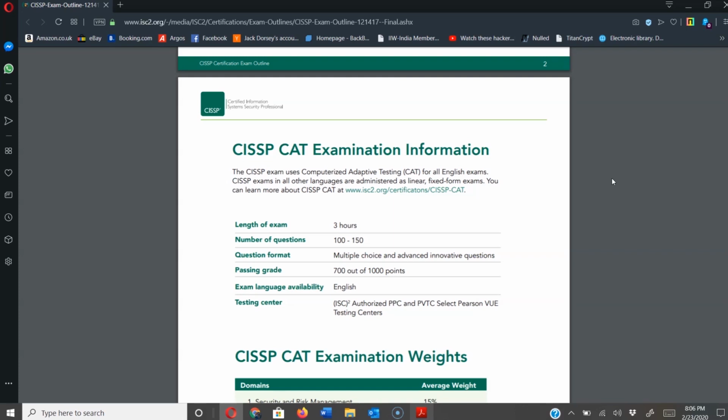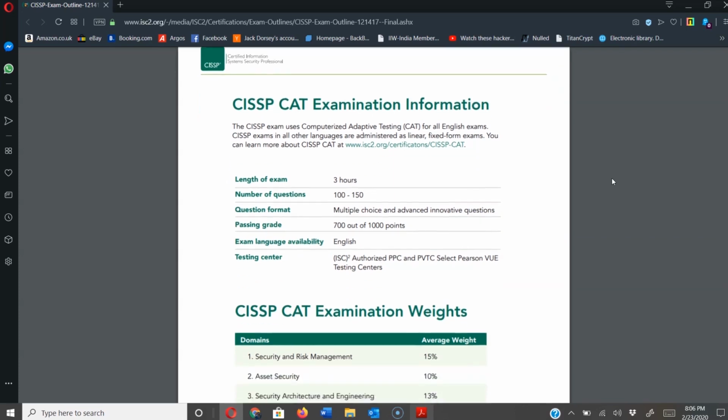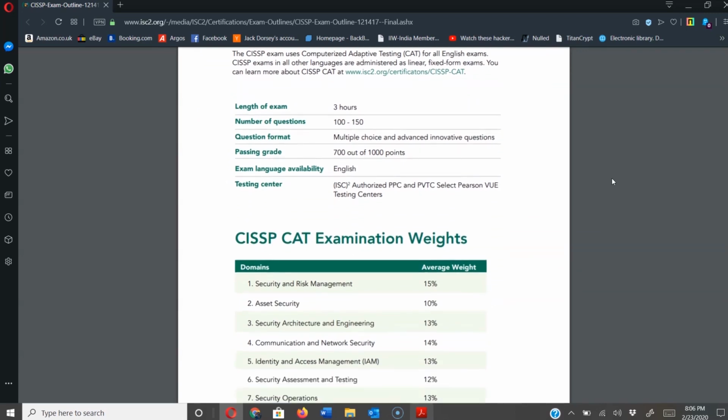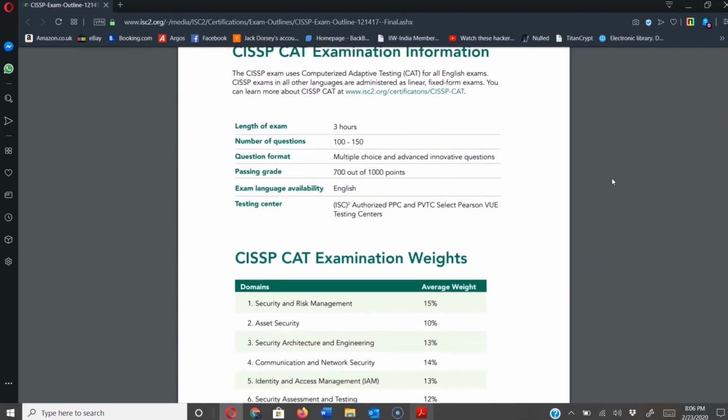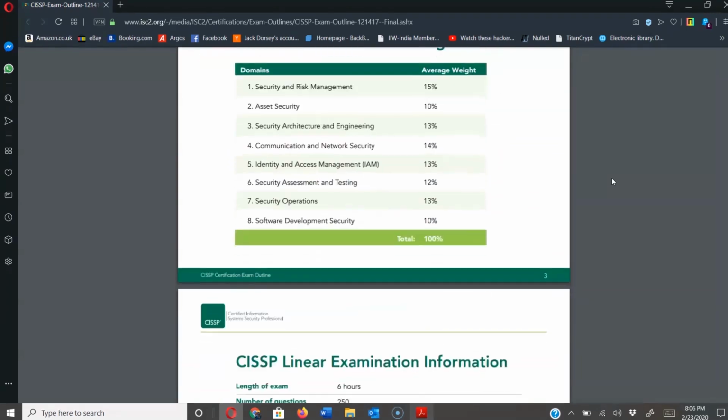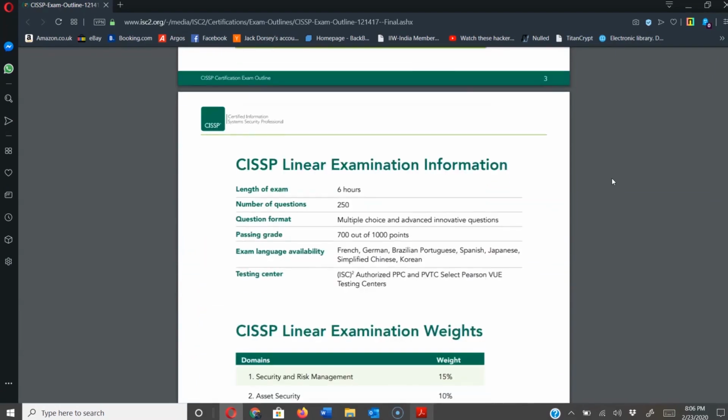Passing grade is 700 out of 1000 points. Exam language availability is English. Those who want to attempt in other languages can, but then the exam is 6 hours and the questions are 250. So that's your option depending on which language you're most comfortable with. We are going to go with English. That's the language options for the CISSP linear exam: 6 hours, 250 questions. Everything else remains the same. These are the languages supported: French, German, Brazilian Portuguese, Spanish, Japanese, simplified Chinese, and Korean.